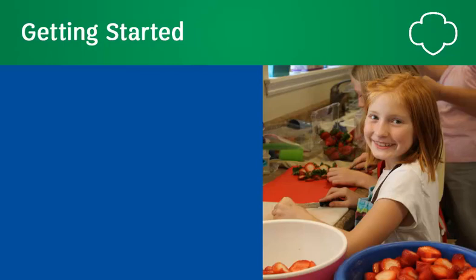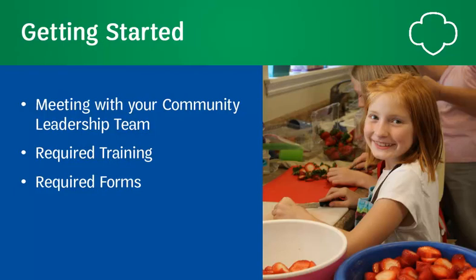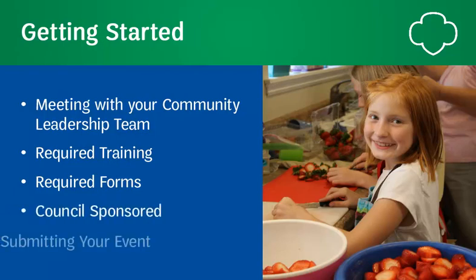Now that you know what types of events you can hold, how to utilize your support team, and what it means to incorporate the National Girl Scout program, you're ready to get started. As you jump into planning your event, it's important to know what to cover when meeting with your community leadership team, the required training for event volunteers, required forms for each type of event, how to make your event council sponsored, and how to submit your event to the council.